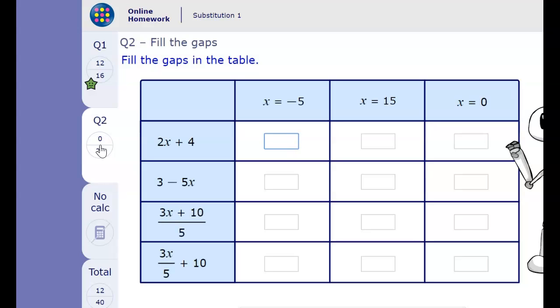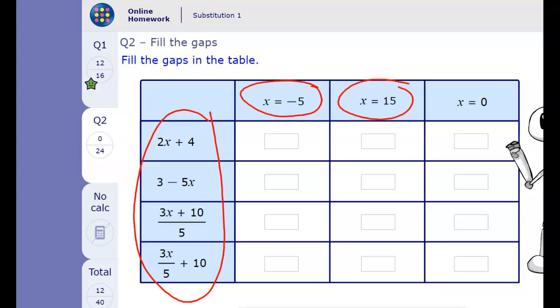Now the second question is very similar, but now we've got the expressions down the side. I'm just trying to write on the screen. There we go. So we've got the expressions down the side here, and then you're going to substitute different values in. So we've got a negative number, positive number, and then 0. So it's up to you which order you do these in. It might be easiest to go across that way, picking one expression and then doing the different values of x, or you might prefer to keep one value of x and then go down, filling those in.